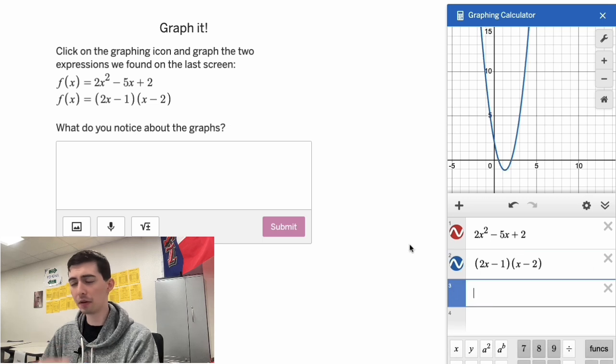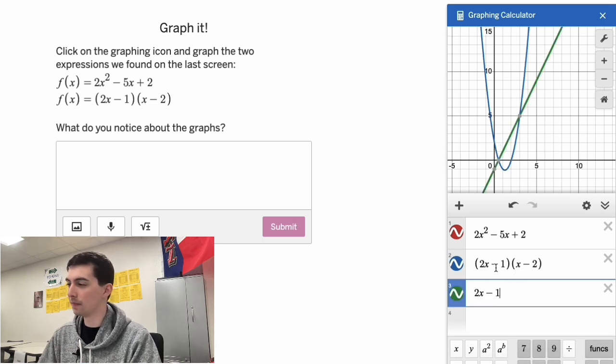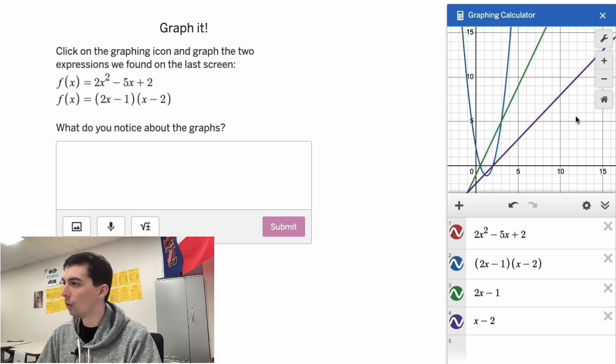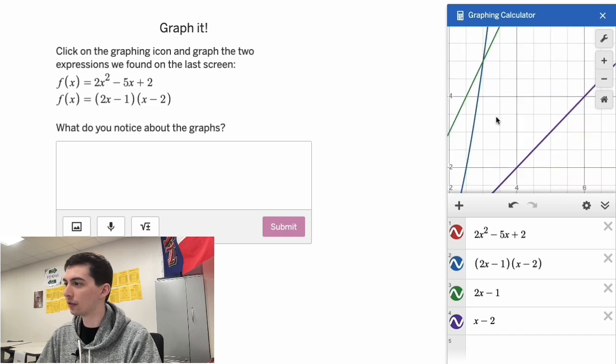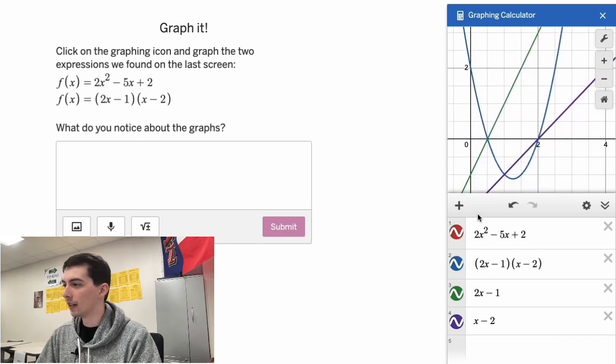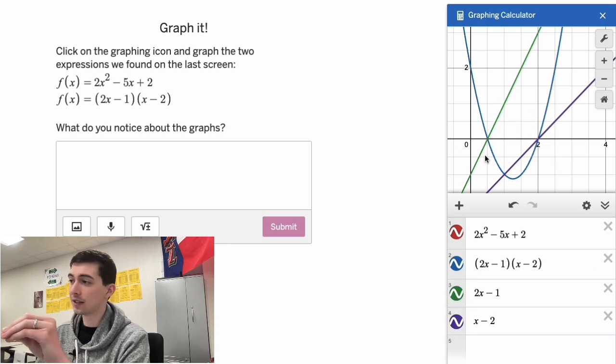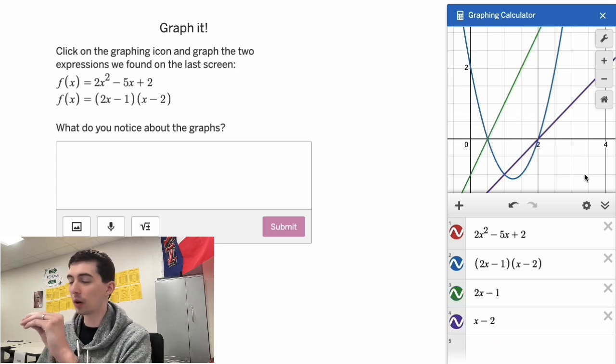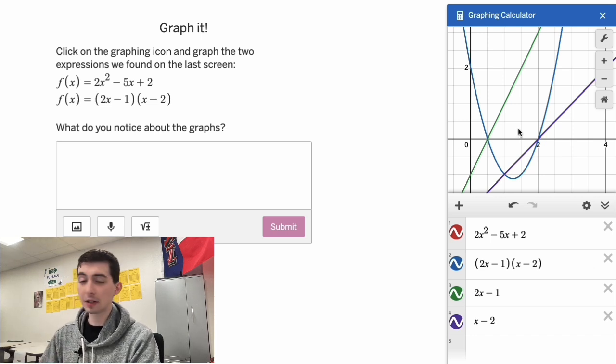I can break this down a little further as well. If I just type in these two factors, as we call them, in their individual lines, and zoom in a little more, I get this green line and this purple line. These two graphs make lines that go right through the x-intercepts of the quadratic. So those are lines that go through our solutions. That's going to be really important when we start talking about solving quadratics.